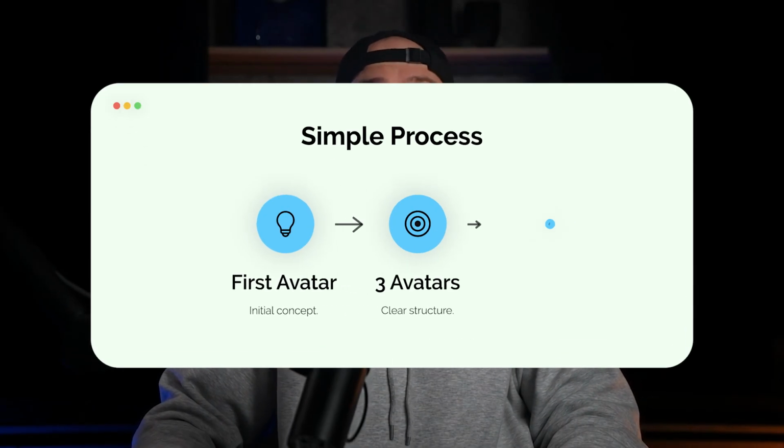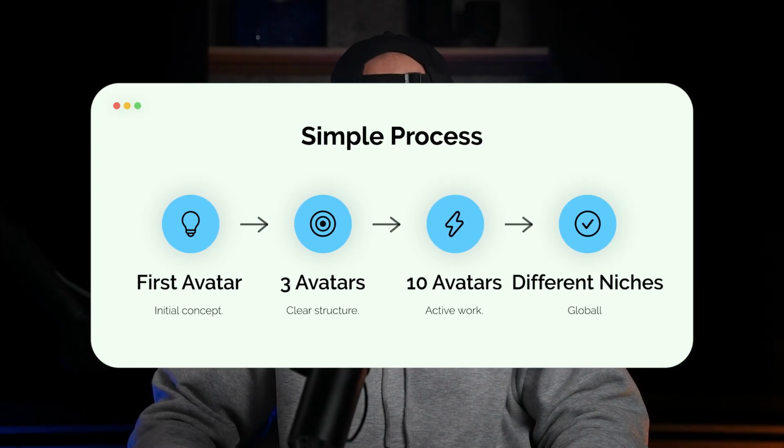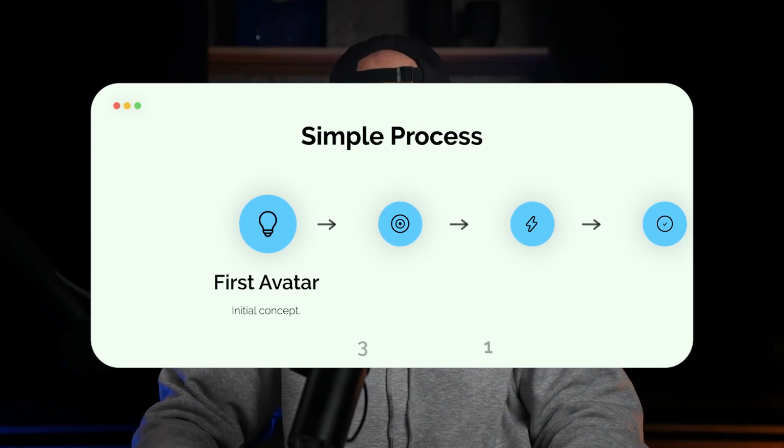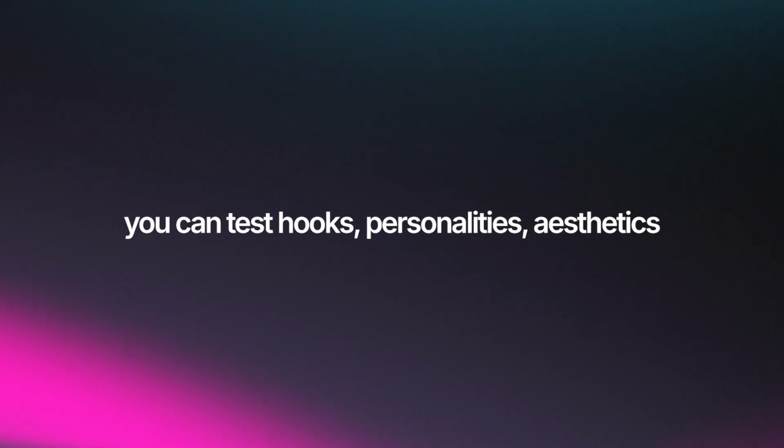And here's where this gets really interesting. Once you understand that this isn't just about making one influencer, you realize you can build systems around it. One avatar becomes 3. 3 become 10. Different niches, different voices, different offers. You can test content angles without ever stepping in front of a camera. You can test hooks, personalities, aesthetics, and even entire brand identities before committing to one.